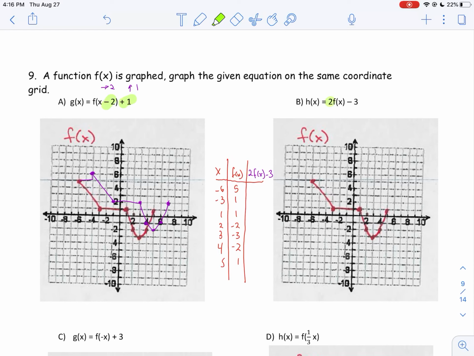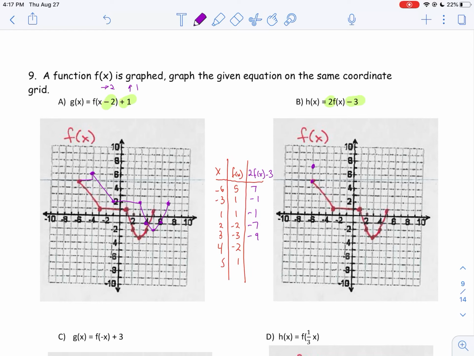Here, times 2 minus 3. What's that going to do? Vertical stretch by a factor of 2 times 2, and then subtract 3. You can do this on the graph and think, okay, this y value is 5 times 2 would give me 10, and minus 3 would end up here. That works fine. You could also do it on the table. If I take 5 times 2 is 10, minus 3 gives me 7. 2 times 1 gives me 2, minus 3 is negative 1. Negative 2 times 2 is negative 4, minus 3 is negative 7.